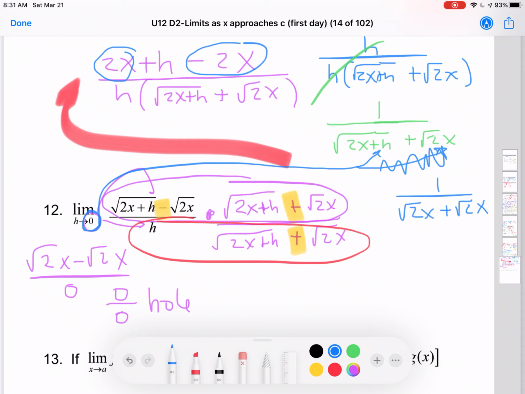How many rad 2x's do you have? You have 2 rad 2x's. So 1 over 2 rad 2x. So maybe you rewatch the video and you do that question over again. Okay, because that's a goodie. All right, we got one left.